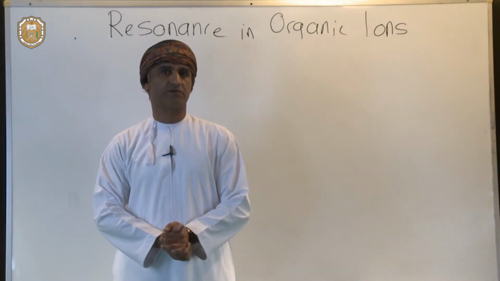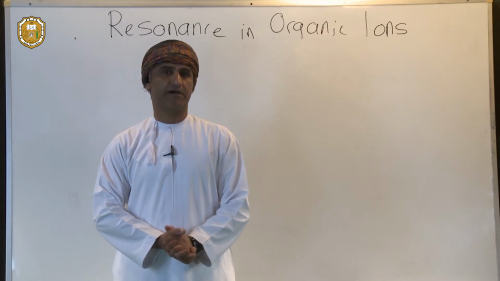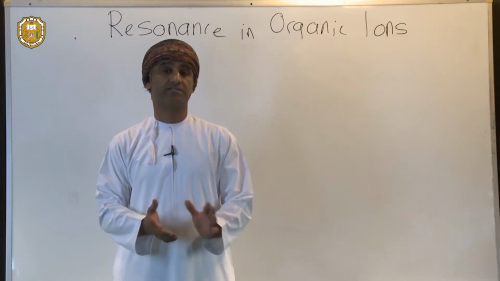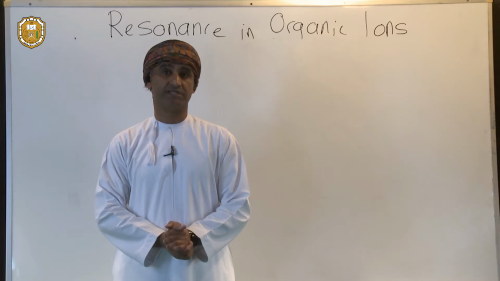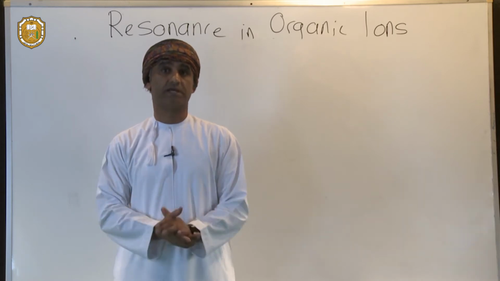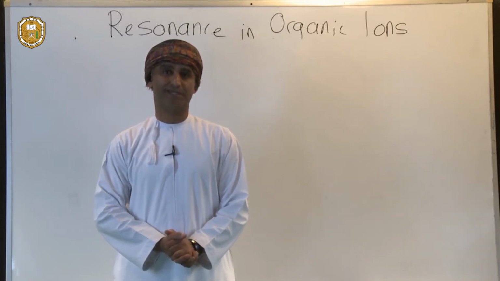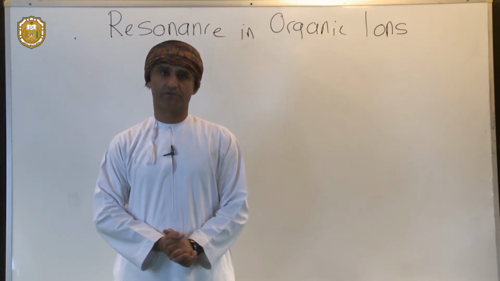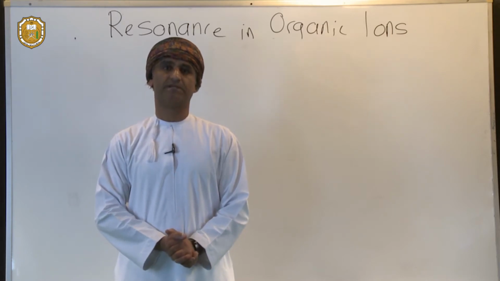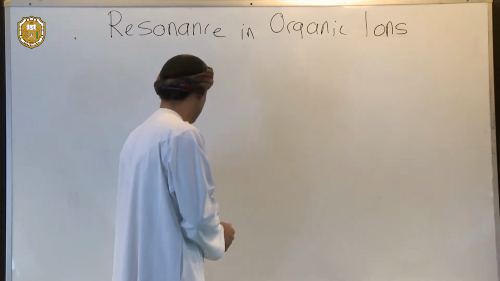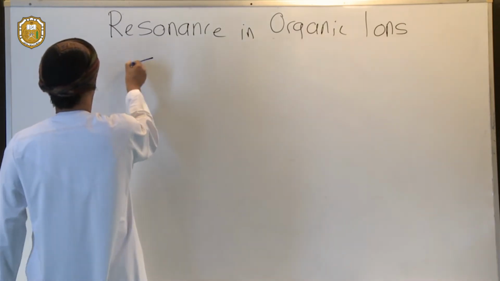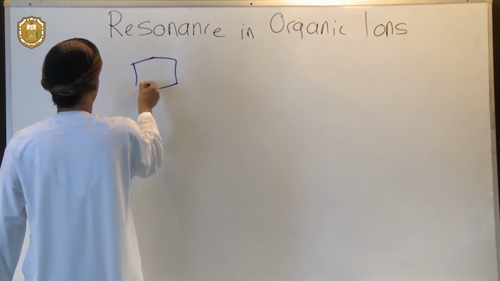To further emphasize resonance of organic ions, this time we take ions at the benzylic position relative to a benzene ring. So we are talking about benzylic carbanion, benzylic carbocation, and benzylic radical. Let's begin with the benzylic carbanion. So this is an example of a benzylic carbanion.